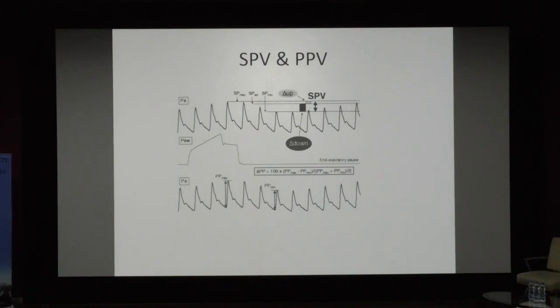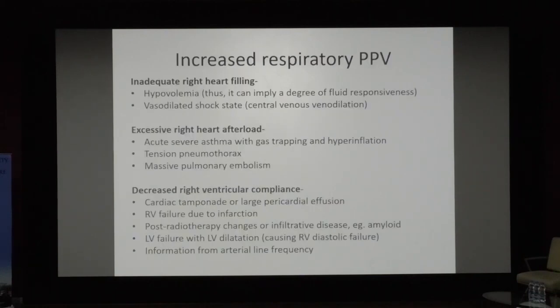Now, with this systolic pressure variation and pulse pressure variation, with SP max, SP min, and PP max and PP min, we can calculate the SPV and PPV, and that gives us an index of how fluid responsive the patient is and how to fluid manage this patient. Increased respiratory PPV will happen in inadequate right heart filling, that is hypovolemia and vasodilated shocks; excessive right heart afterload in cases of acute severe asthma, tension pneumothorax, and massive pulmonary embolism; and decreased right ventricular compliance in cases of cardiac tamponade, RV failure, and LV failure with LV dilatation.